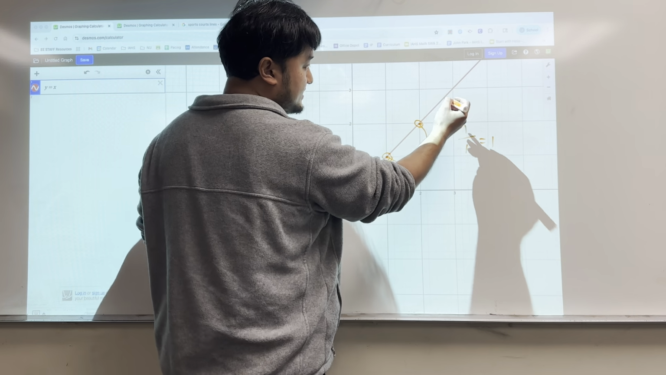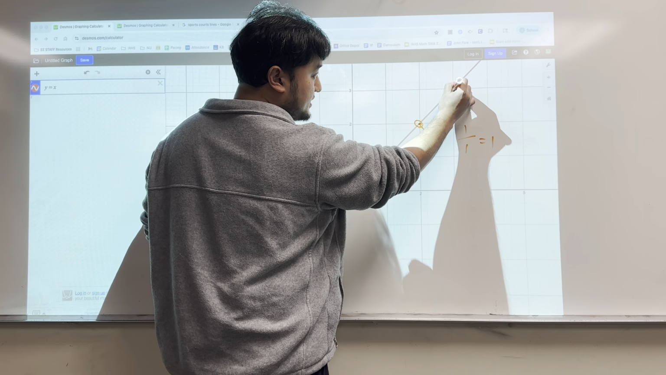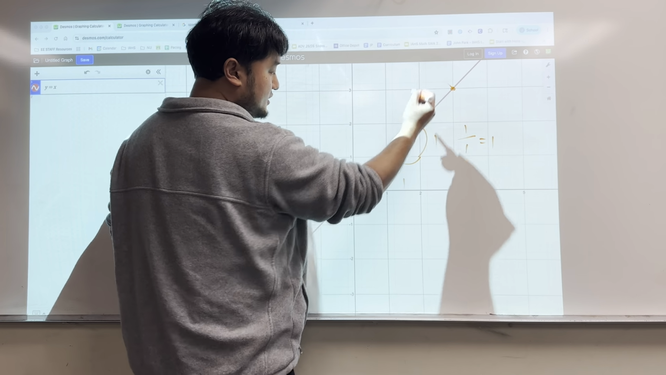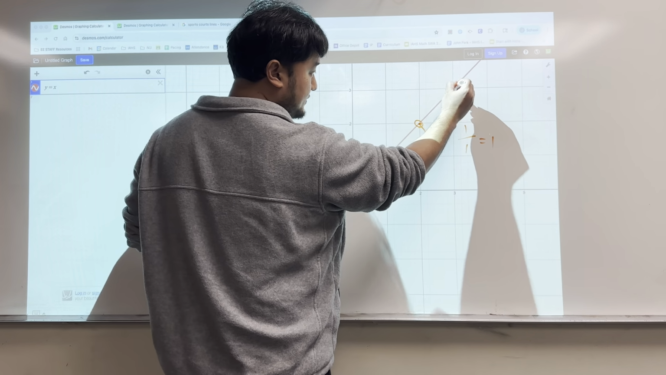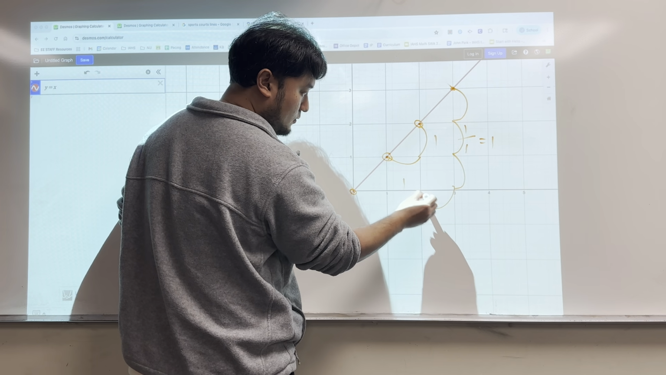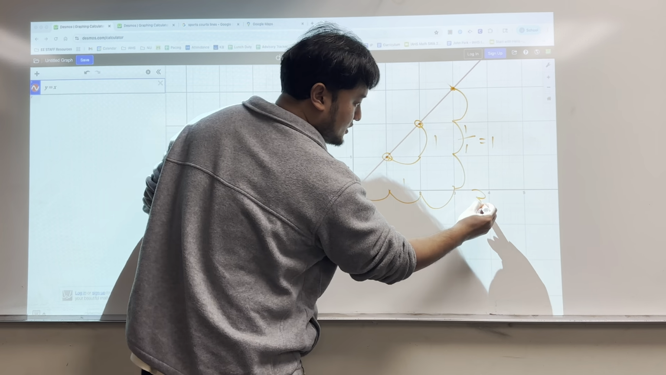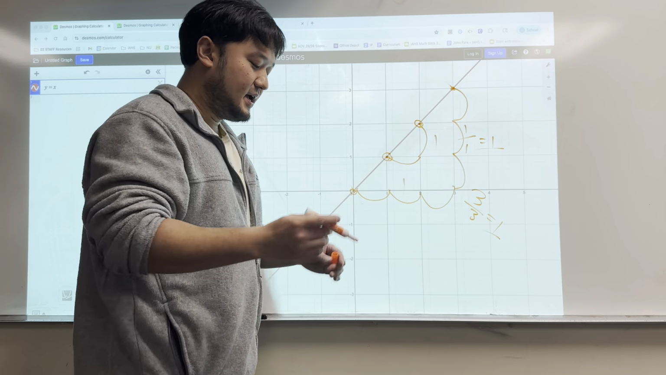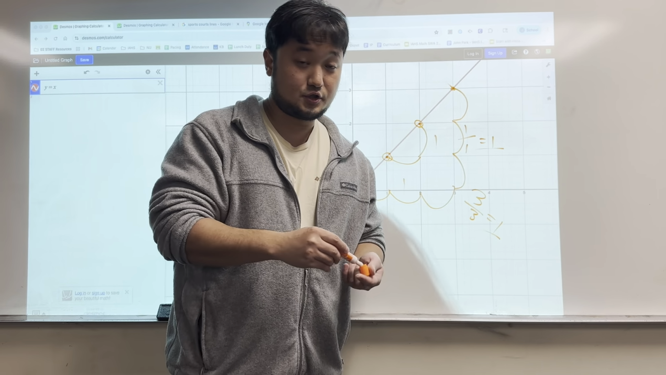For example, let's say I chose a different point. I chose this point, which is right here, and this point. What's the difference? What's the rise? 1, 2, 3. What's the run? 1, 2, 3. So 3 over 3 is 1. You can see that it's the same. It doesn't matter which points you choose, right?